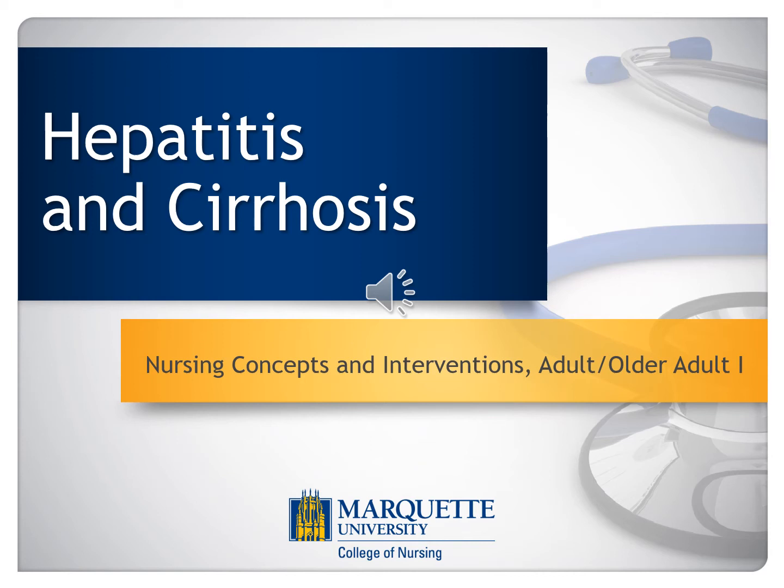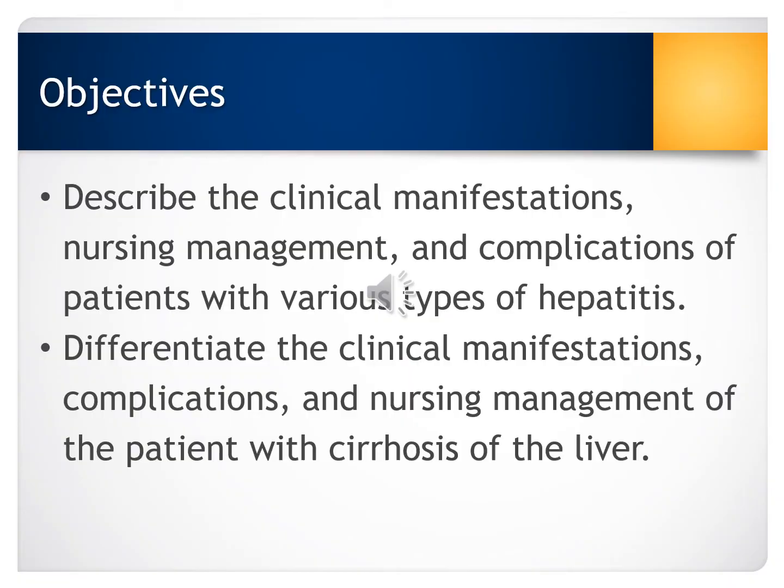This module is titled Hepatitis and Cirrhosis. The learning objectives for this module include: describe the clinical manifestations, nursing management, and complications of patients with various types of hepatitis, and differentiate the clinical manifestations, complications, and nursing management of the patient with cirrhosis of the liver.